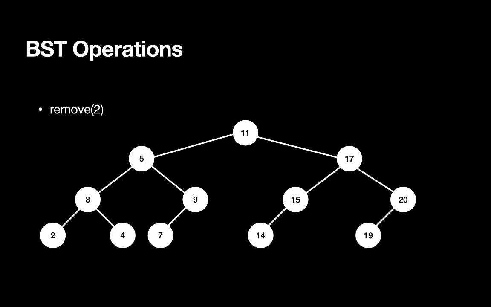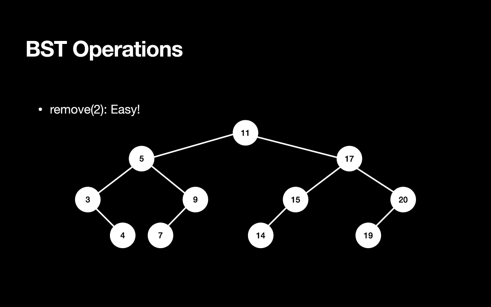Okay, moving along, let's think about remove. Let's imagine that we want to remove 2 from this tree. Well, first off, we have to find the 2. So we would go through our traditional find process. 2 is less than 11, we'll go to the 5, it's less than 5, we'll go to the 3, it's less than the 3, we'll go to the 2. We found what we were looking for. Okay, let's remove it. In this case, we could just go ahead and remove it, cut it off of our tree.